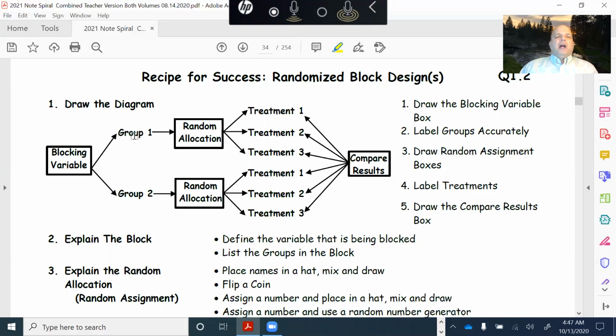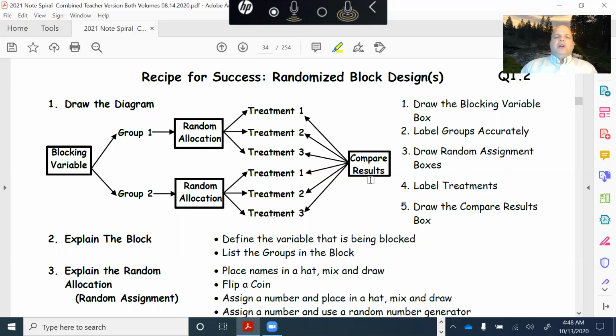So here I have a blocking variable, and it could be gender, where group 1 might be females and group 2 might be males. Then I'm going to randomly assign to treatments, and it could be the new treatment, the new drug, the old drug, and the placebo. Of course, it could be in any order. So this would be essentially females, new drug, females, old drug, females receiving the placebo. Here would be males, new drug, males receiving the old drug, males receiving the placebo. And at the end, we would compare whatever results are.